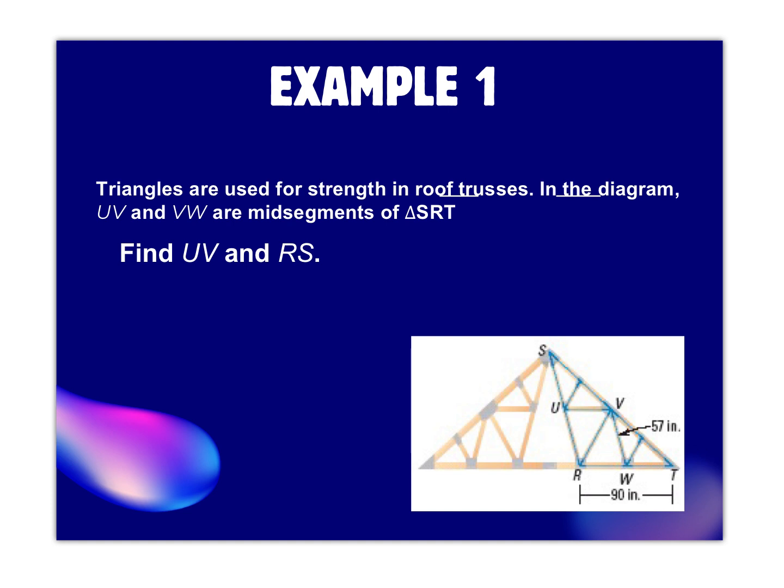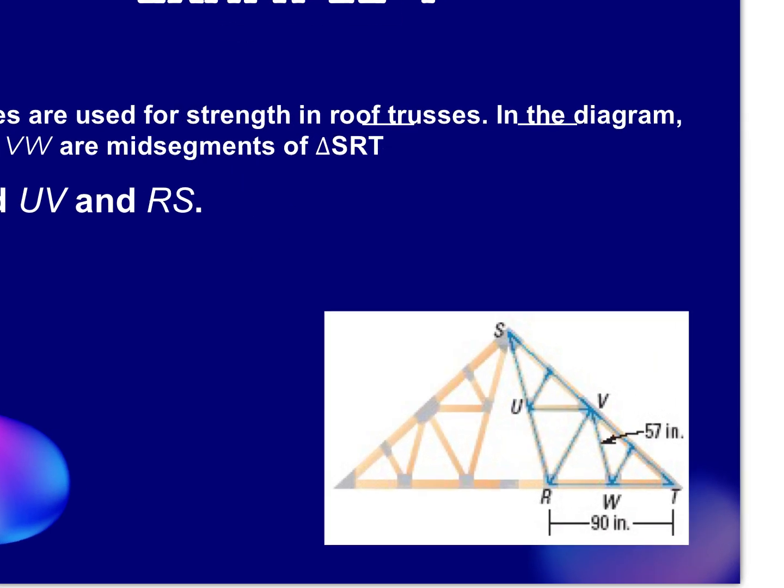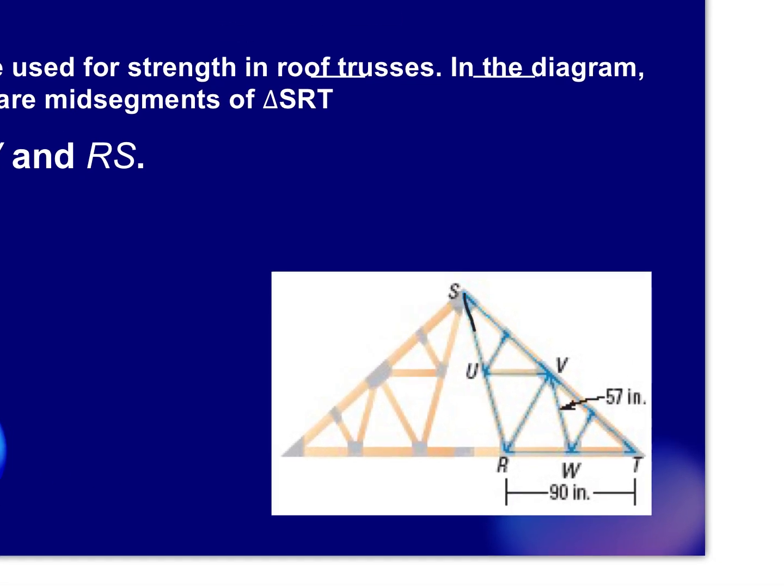So again, it says triangles are used for strength in roof trusses. We've talked about that before, how triangles are very sturdy and we use them a lot in construction. In the diagram, it says that UV and VW are mid-segments of triangle SRT. It wants me to find the length of UV and RS. So again, I need to come over to here and understand the original triangle that we're working with. Notice the original triangle is this large triangle here.